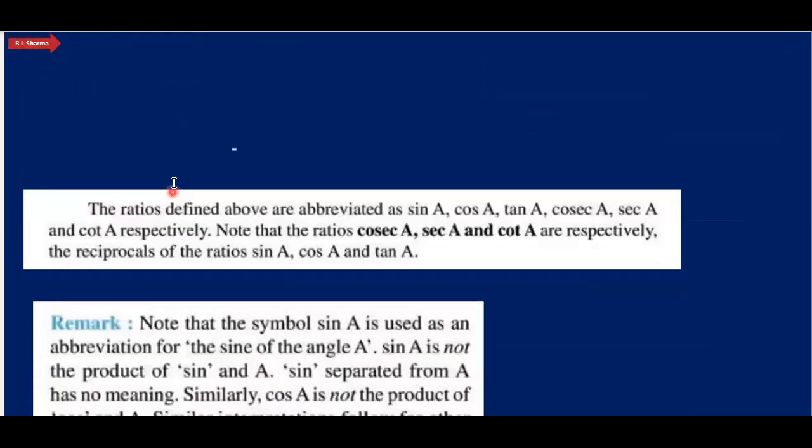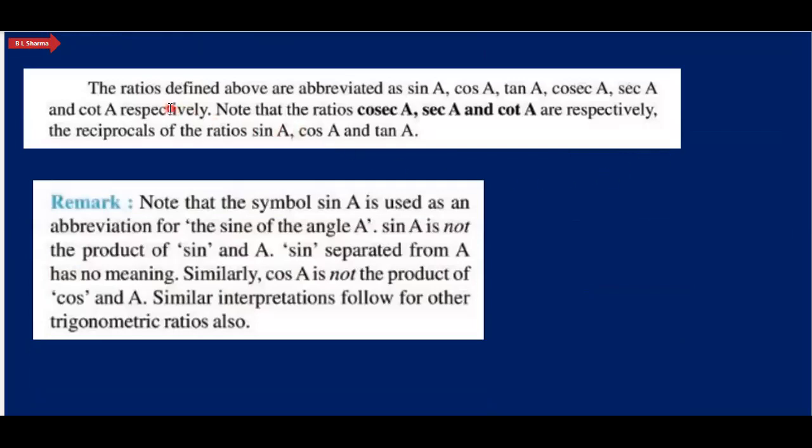Now, very important here. The ratios defined above are abbreviated, that is, in short form, as sin A, cos A, tan A, cosec A, sec A, and cot A respectively. Note that the ratios cosec A, sec A, and cot A are respectively the reciprocals of the ratios sin A, cos A, and tan A. That is, cosec A is the reciprocal of sin A.